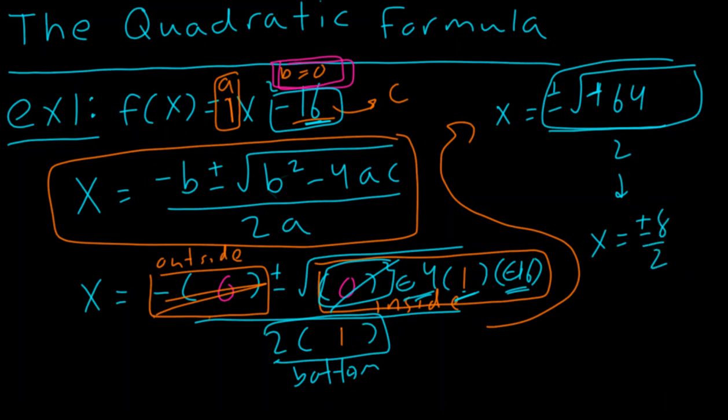I just took the square root of 64. It's 8. And this is really 2 things. It's positive 8 divided by 2, and it's negative 8 divided by 2. Remember, when you see a plus or minus, it means there's 2 8s there. There's a positive and there's a negative 8. And 8 divided by 2 is 4, and negative 8 divided by 2 is negative 4.